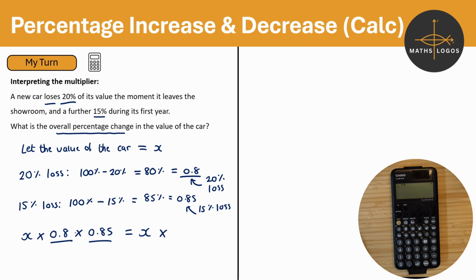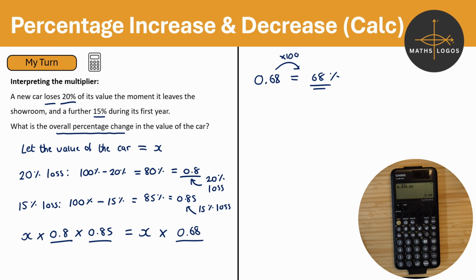and in my calculator, I'll multiply these two together. So 0.8 multiplied by 0.85, turn that into a decimal, and it gives me this decimal, 0.68. So as you can see, if I lose 20% and then lose 15%, that's equivalent to this multiplier. Let's come up here and interpret this multiplier. It's a 0.68 multiplier. And what we'll do is we'll turn this into a percentage. So if we multiply it by 100, that will give us 68%.